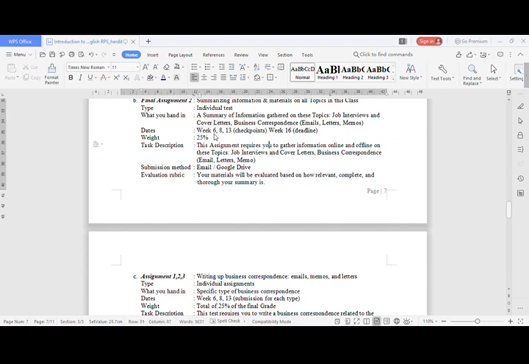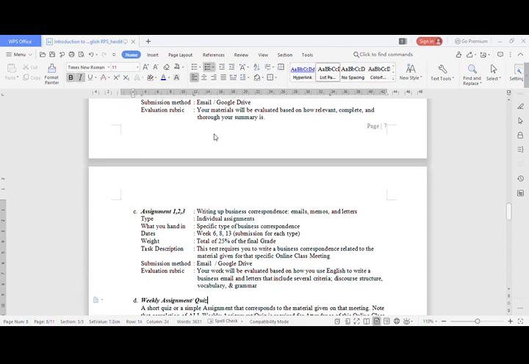And then the assignments. Besides the weekly assignment or quiz, I may give you an assignment, for example, writing business correspondence, which includes emails, memos, and letters.